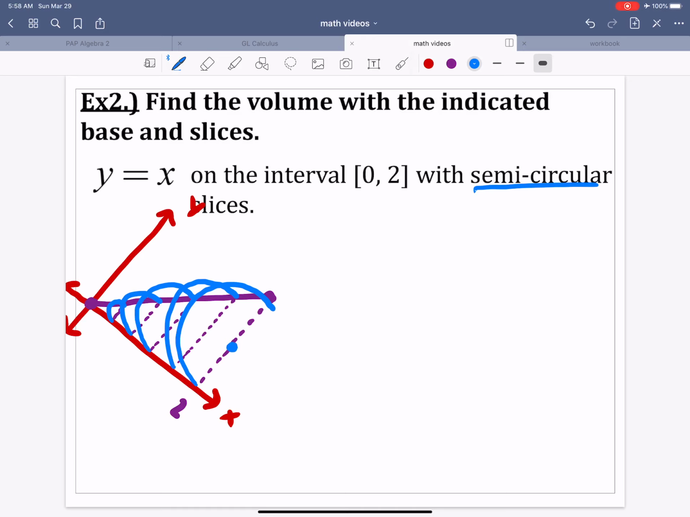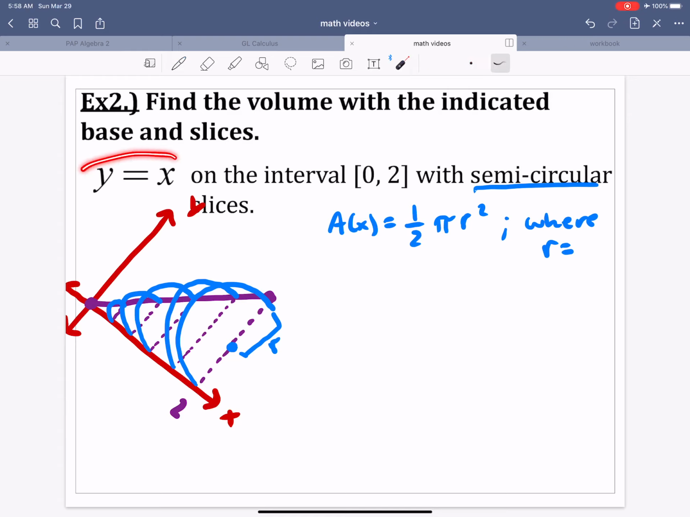So the area of a circle, we all should remember, is pi r squared. But remember, I don't have a full circle, I have a half circle. So it's going to be 1/2 pi r squared, where r equals, we've got to figure out what r equals. Okay, so r, remember, is half of the diameter. Well, the diameter here is going to be found by just taking the function, which was defined as x. So we want to take half of that value. So r, in this case, is going to equal 1/2 of the x value.